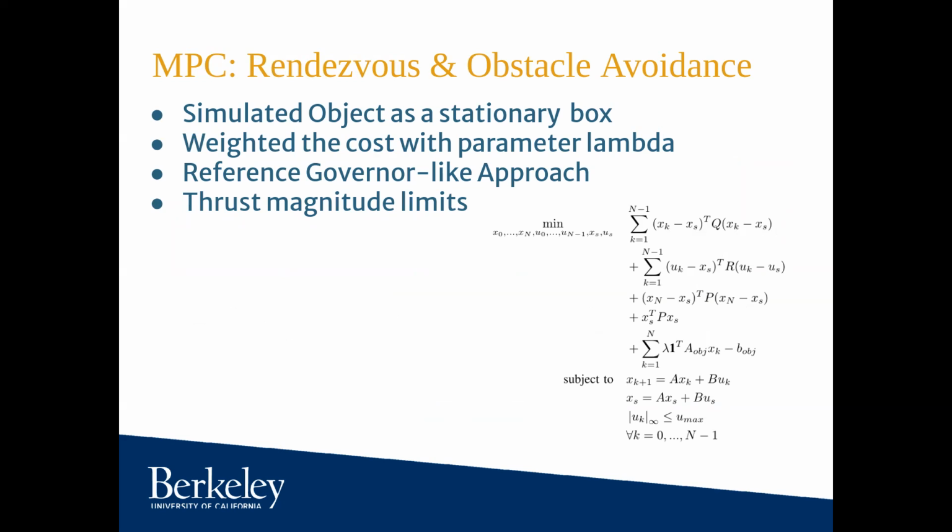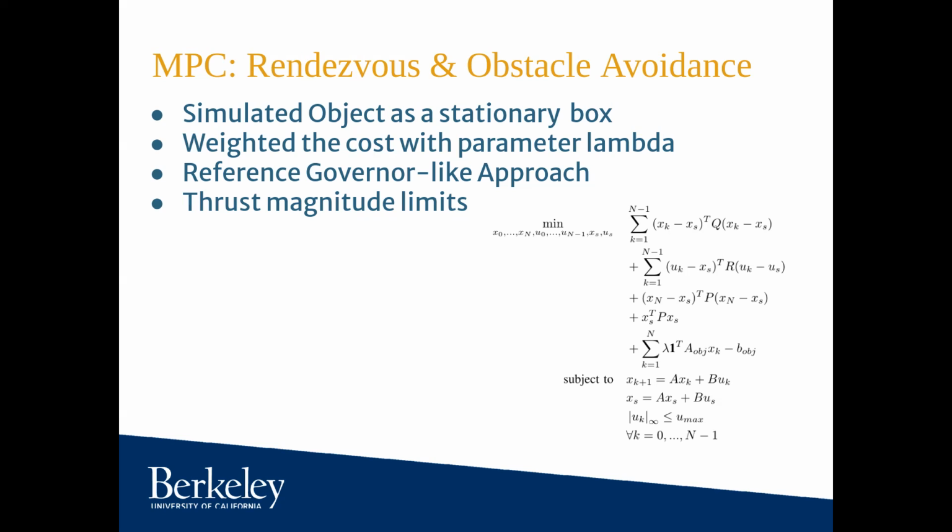And so for the obstacle avoidance, we simulate the object as a stationary box in 3D space. And you could see the cost for the object on the bottom, right above subject to, where it has the lambda 1 transpose. We have some polytope matrices that represent the stationary box, A obj and B obj. And we weight this cost with the parameter lambda, which is approximately 4,000. And so we require that our satellite stays away from that defined box.